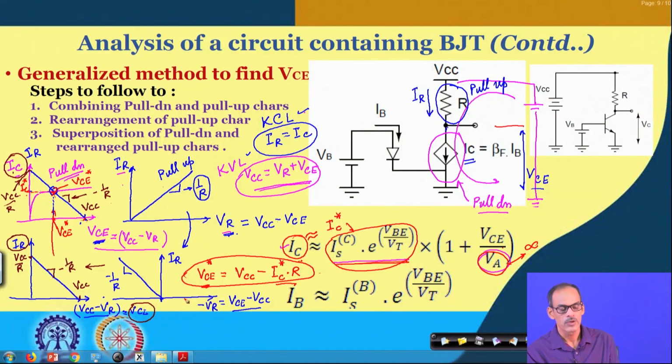Practically, once we get the I_B current, we multiply it with beta F, and that gives us I_C star. Then we multiply with R, and from V_CC we subtract this part, which is nothing but the drop across this resistance, and that gives us the V_CE. Okay, so that is the procedure of finding the solution point, or you may say this is the analysis procedure.